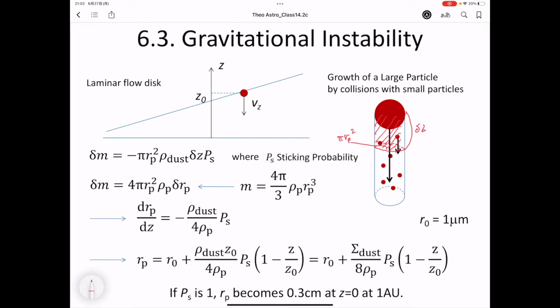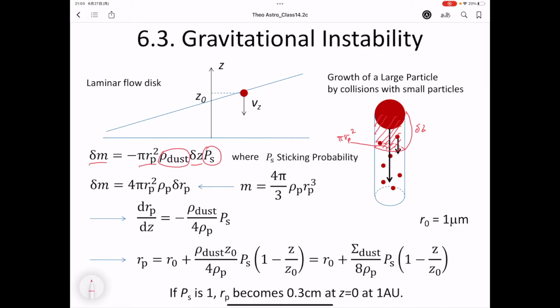The increase of its mass, delta m, can be calculated. Pi r sub p squared is the area. Pi r sub p squared times delta z is the volume of these cylinders. And if you multiply by the density of the solid particles in a disk, we can find the increase of the mass by solid particles while it falls toward the mid-plane. We need to multiply by the sticking probability. z is the height from the mid-plane.